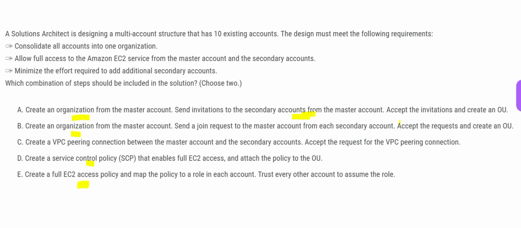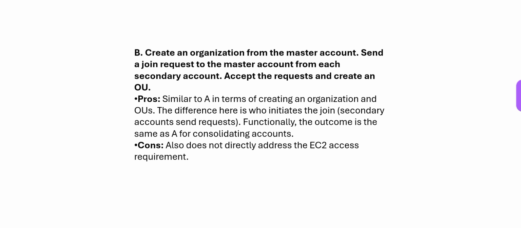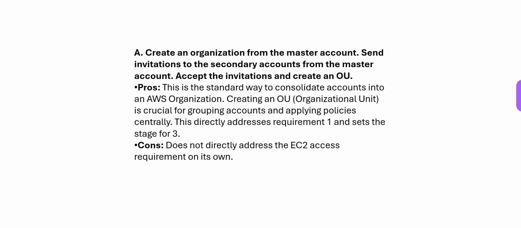Option A is saying, I will create an organization, which is perfectly fine. You have to put an organization into play, and that is something we have to do. But apart from that, we also have to leverage service control policies, SCPs. See this? So we create an organization.